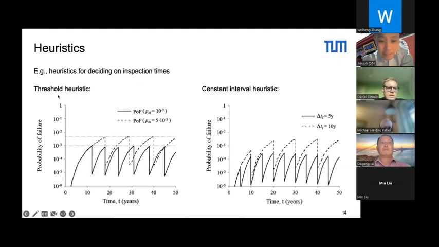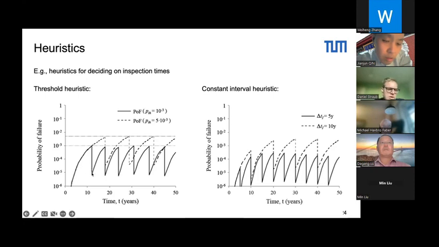So one such heuristic is, for example, a threshold, what I call a threshold heuristic. A lot of people call this the threshold approach. This is for a single component. For a single component, we want to identify the optimal time of inspection. We say, okay, we always perform inspections when the probability of failure of my system or component exceeds a certain threshold. So we see here the probability of failure increases with time, and then it crosses this threshold. So we perform an inspection.